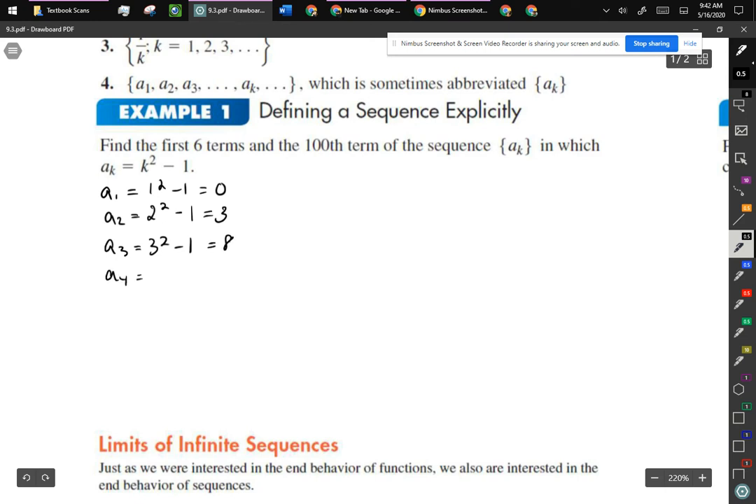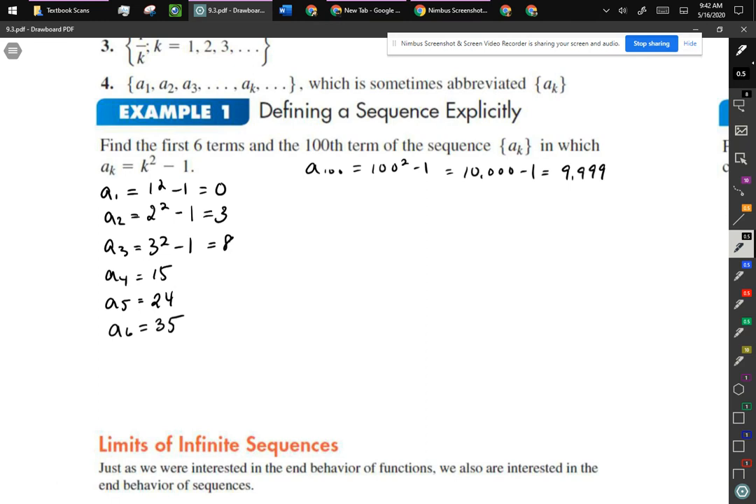So a sub 4 would be 16 minus 1, which is 15. A sub 5 would be 24. And a sub 6 would be 36 minus 1, which is just 35. All right. If we want the 100th term, a sub 100, that would just be 100 squared minus 1, which is 10,000 minus 1. So that's just 9,999. And that's an explicit sequence.